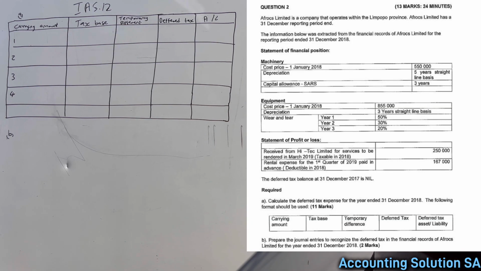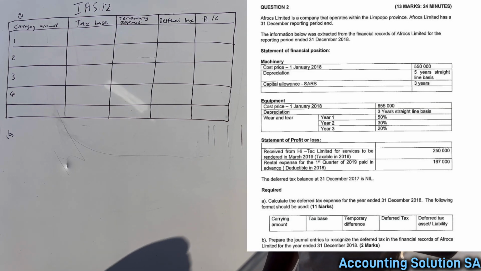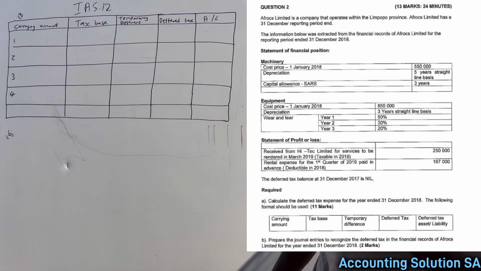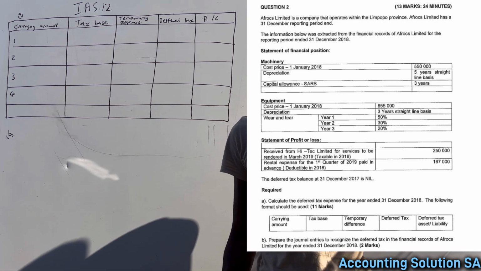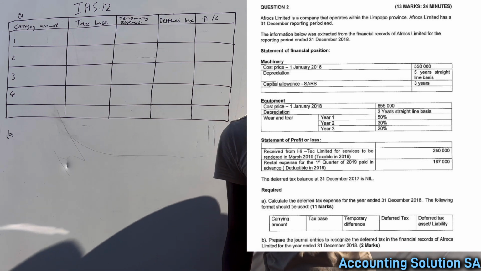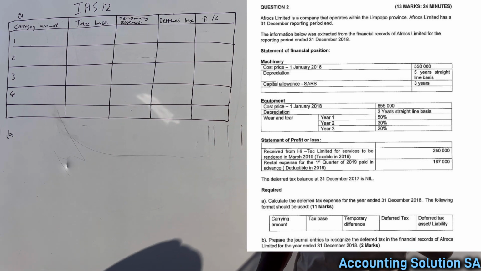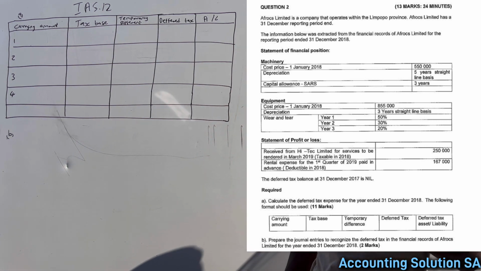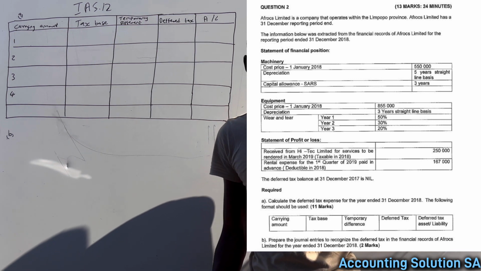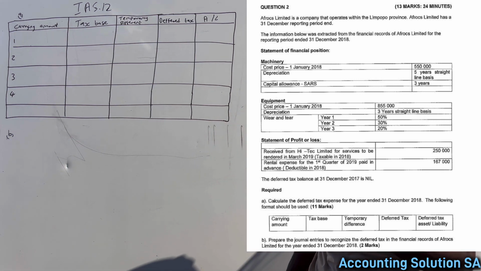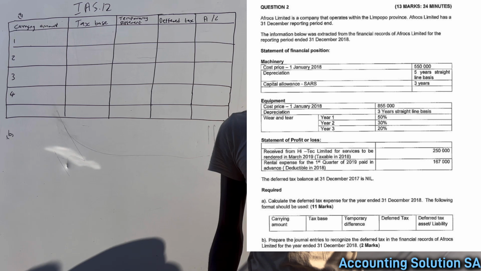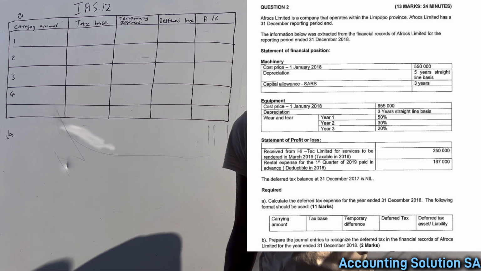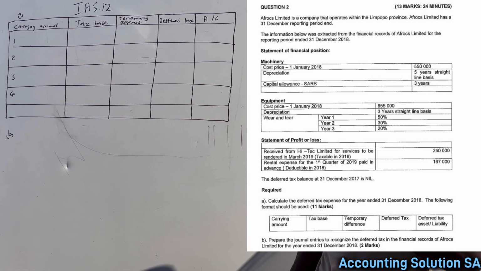Okay, they say that Afrox Limited is a company that operates within Limpopo province, and Afrox Limited has a 31 December reporting period end. Then they said the information below was extracted from the financial records of Afrox Limited for the reporting period ended 31 December 2018. Okay. Then they gave a statement of financial position, with a machine, equipment. They also give us a statement of profit or loss.